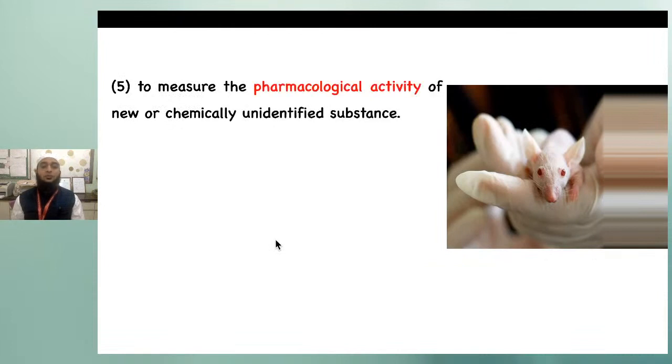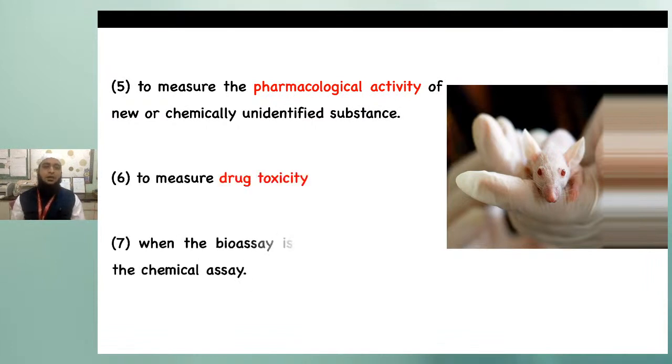Fifth one, to measure the pharmacological activity of new or chemically unidentified substances. Like if you don't know their pharmacological action, you give that drug to the animal and verify what it does, whether it has action on the CNS, whether it has action on the cardiovascular system, right, or whether it produces thinning of the blood. So all these parameters you can study by using bioassay. Sixth one, to measure drug toxicity. We have had ample discussion on this.